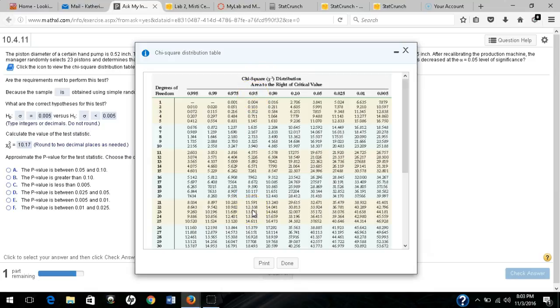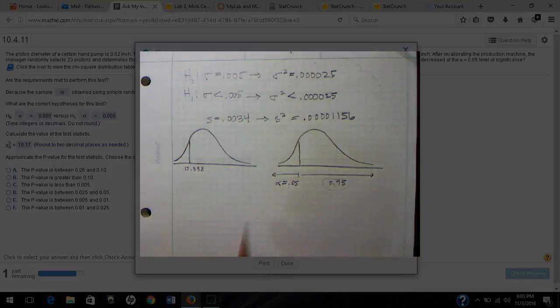22 is our degrees of freedom because our sample size is 23. So our critical value, if we go back to the webcam here, you can see our critical value, 12.338. So that would be what we compare the test statistic to. Now over here, I'm setting up for the p-value method.